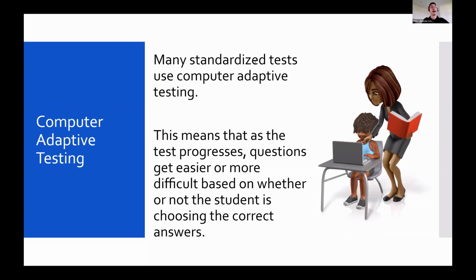So that's a good thing to keep in mind when you're looking at testing results. There's a lot of computer adaptive testing that is used for state standardized testing these days. This means that as the test progresses, questions get easier or more difficult based on whether or not the student is choosing the correct answers. So that means when a student is doing one of these tests, a computer adaptive test, one student may not be seeing the same questions that the other student is because that student may get a more difficult or an easier question based on how they answer the current question that they just did, or the question they just completed, I should say.